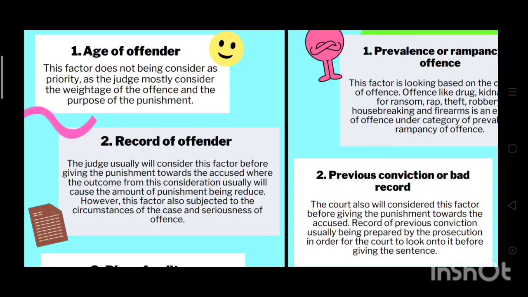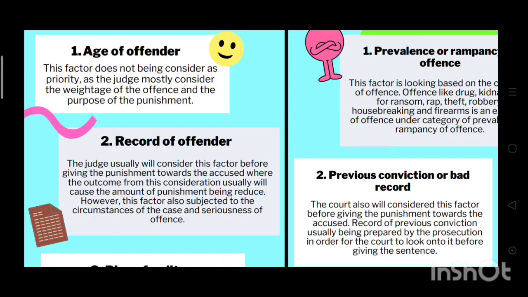The second mitigating factor is record of offender, where the judge usually considers this factor before giving the punishment to the accused, and the outcome usually reduces the amount of punishment. However, this factor is also subject to the circumstances of the case and the seriousness of the offence. In the case of Abdul Karim against R, the court gave a 400 ringgit fine instead of 3 months imprisonment because the accused was a first offender. This shows a clean record can reduce the amount of punishment imposed on the accused.